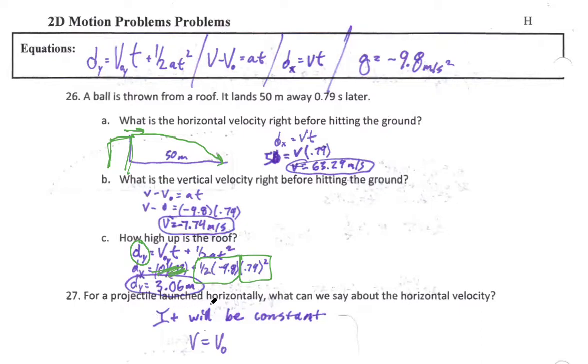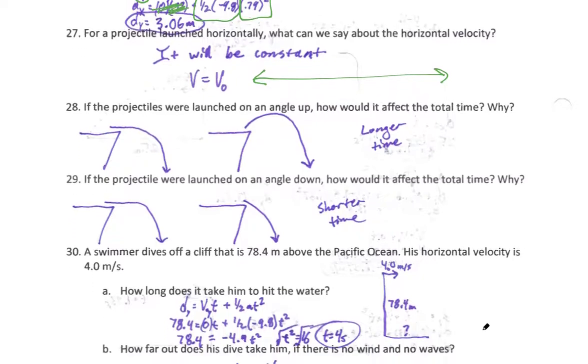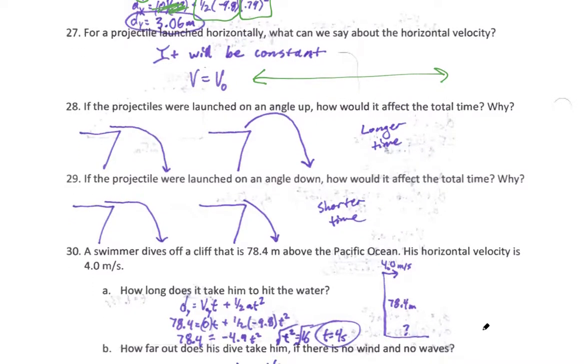27 for projectile launched horizontally. What can we say about the horizontal velocity? We already talked about that. It's always going to be constant. Whatever the final horizontal velocity is, it's also going to equal whatever our initial horizontal velocity was, and everywhere else along the path of a horizontally launched projectile. Let's take a look at some of these conceptual problems.